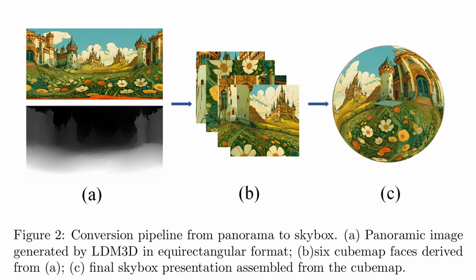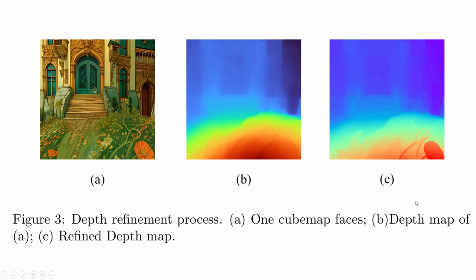We converted the panorama into a cube map, then ran each face through a monocular depth estimator, and finally stitched the results back together. To bring back a believable ground plane, we reproject the bottom of the panorama onto a plane and shape it with the help of the depth map.